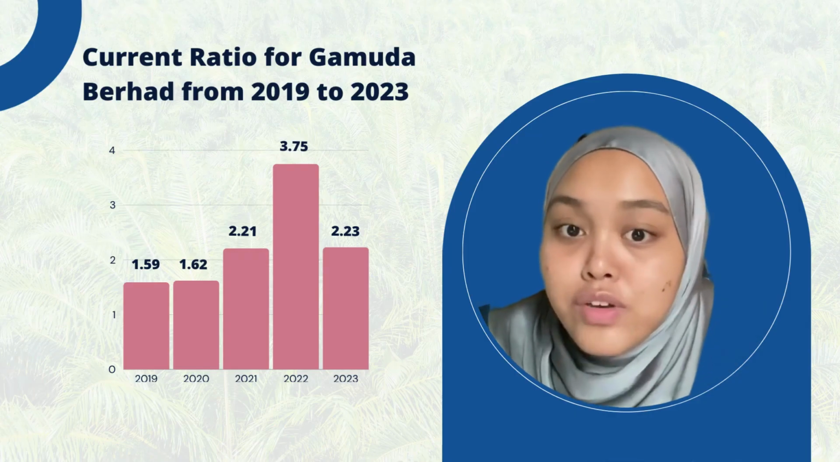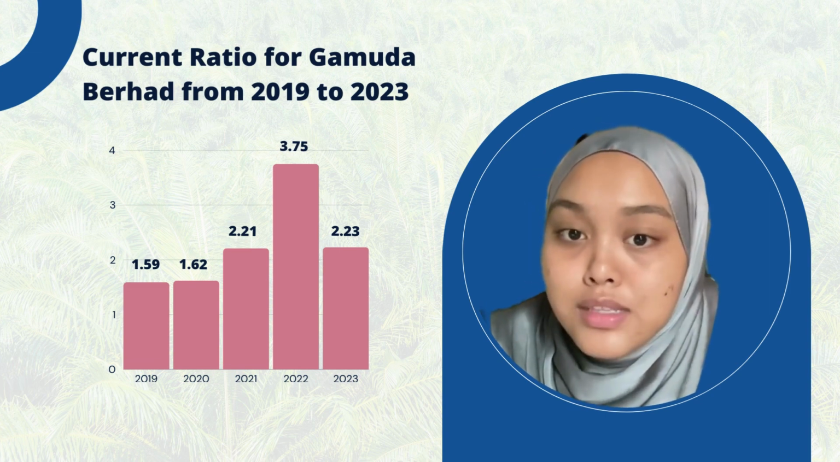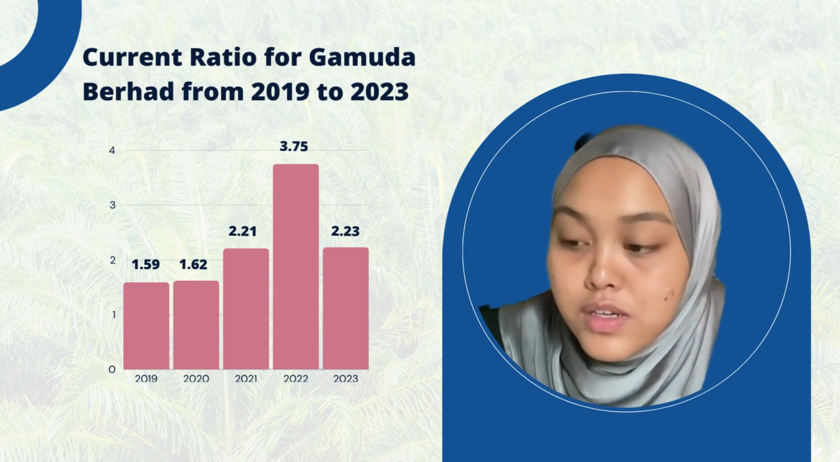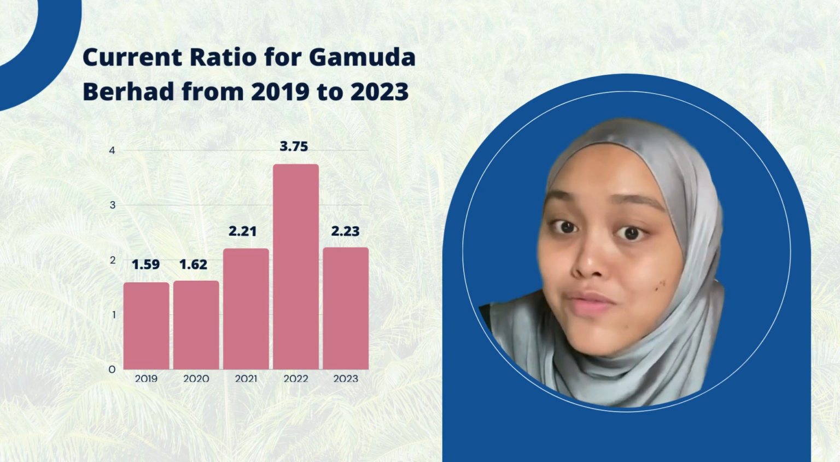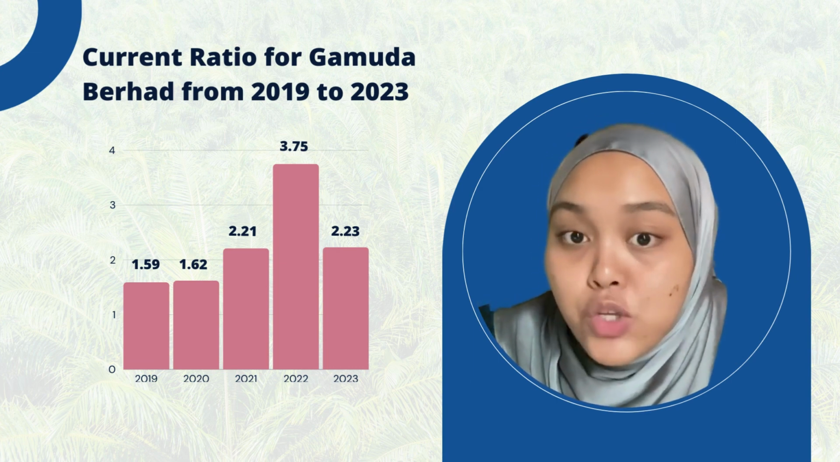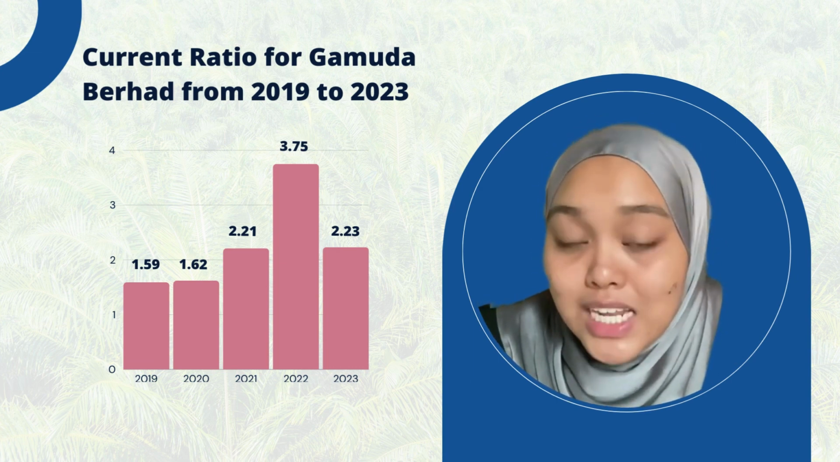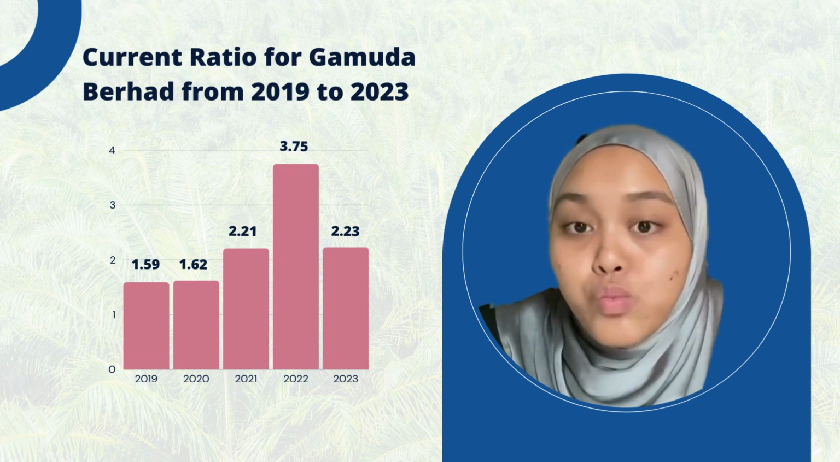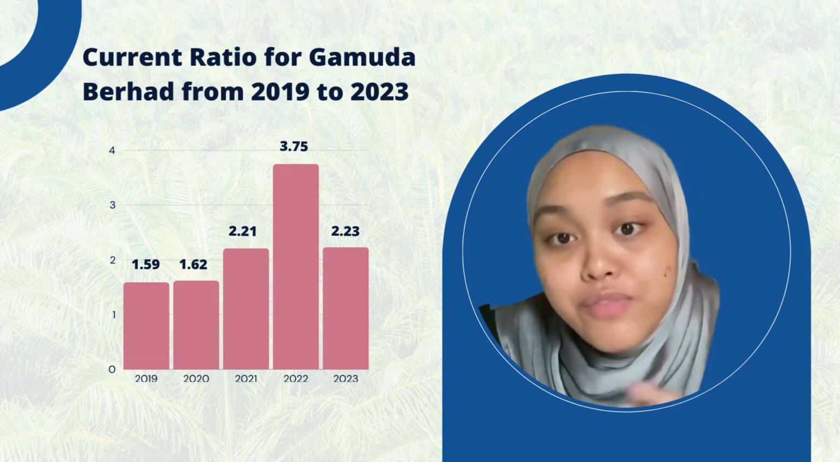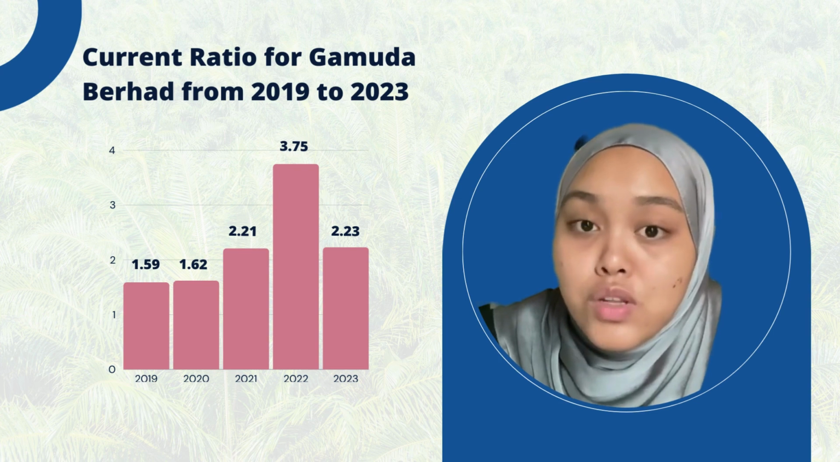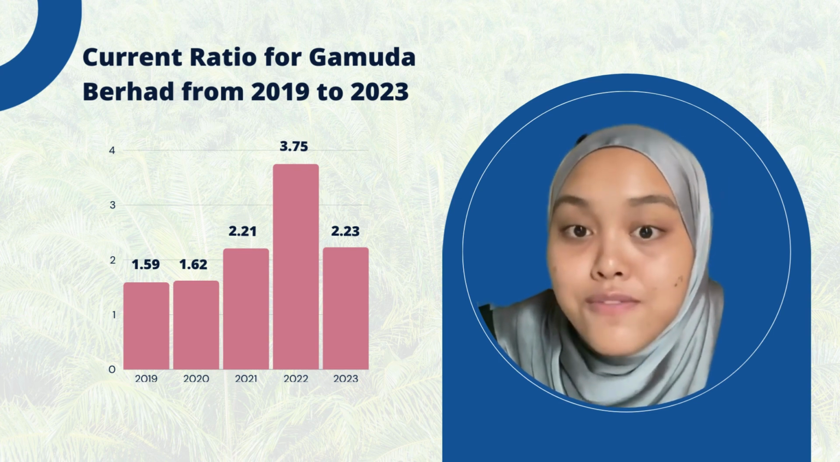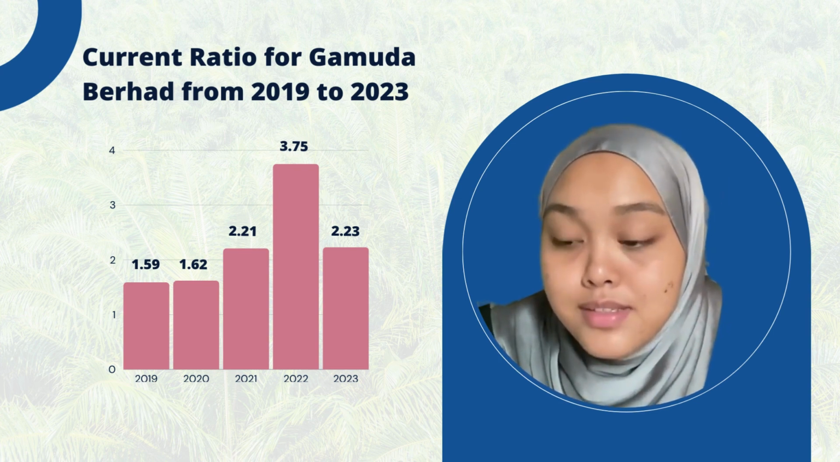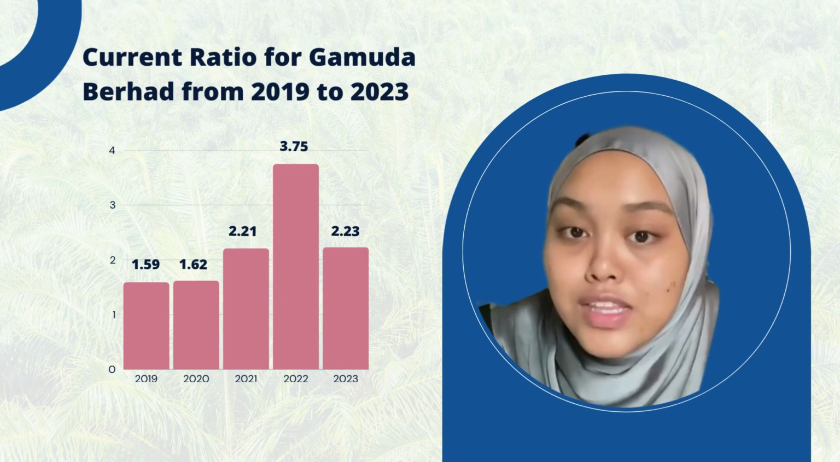Looking at the current ratio of Gamuda Berhad from 2019 to 2023 in the graph, Gamuda has been able to improve its short-term liquidity. 2023 slightly decreased to 2.23 compared to the previous year, 2022, at 3.75, and Gamuda has been able to maintain a healthy liquidity position.